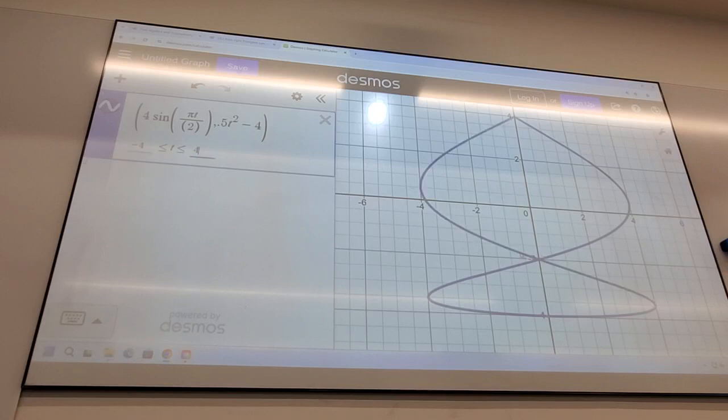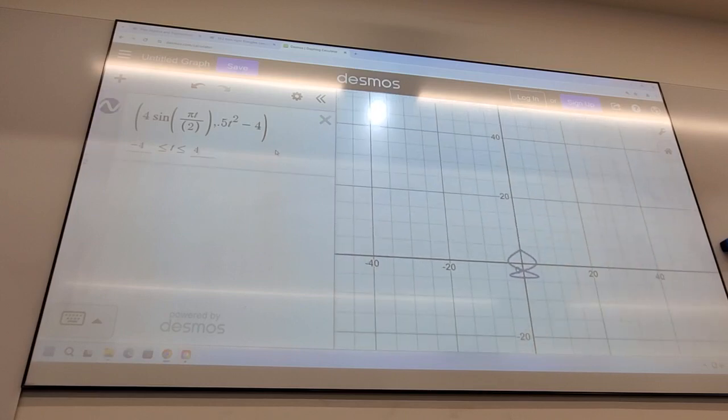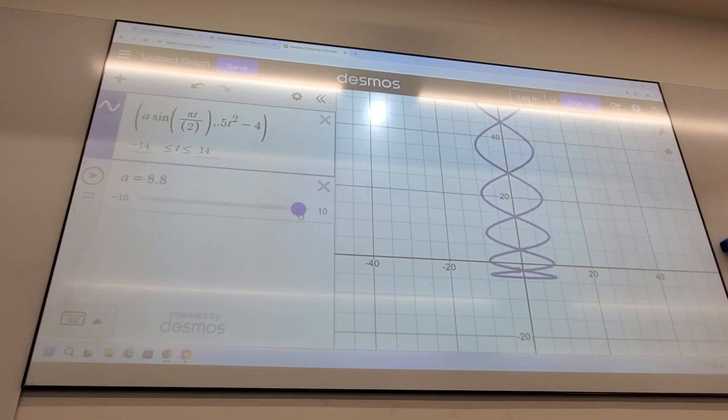Yes? That's nice. So I could very easily make t go from -14 to 14. It's just easier to play around. And if I make this a, I can then add a slider, and then I can see it gets wider. It inverts if I do that.